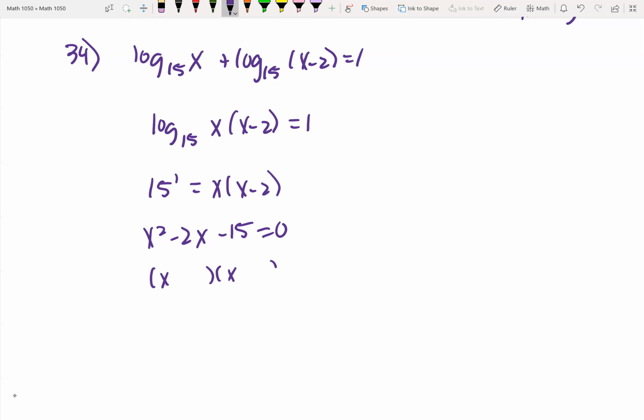Then I factor x and x. 15 is 5 and 3. Signs are different because it's a negative. So I get x equals -3 and +5. Okay.